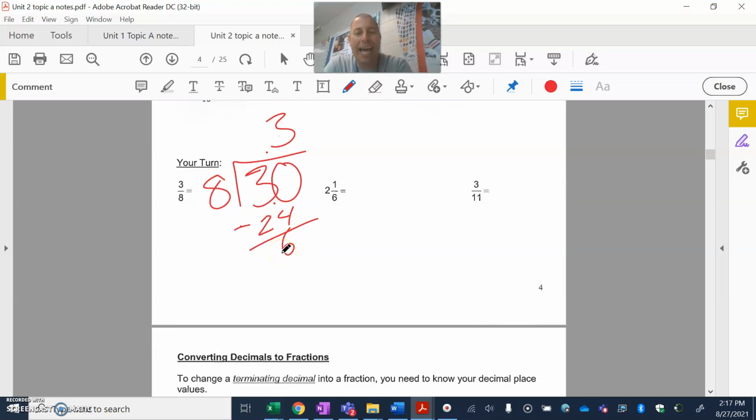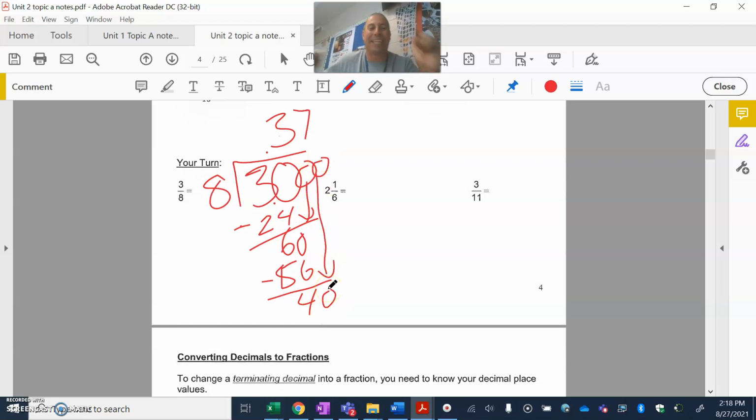6. Again, I can add a 0 and bring it down. How many groups of 8 can you take out of 60? 7. So again, we multiply. 7 times 8, 56. Subtract. All right, add a 0, bring it down. And we smile because how many groups of 8 can you pull out of 40? Exactly 5. So there's nothing left over. Done. Shut it down. So there it is, 0.375. Or in other words, 375 thousandths. So again, if you knew it out of 1,000, you get the job done.